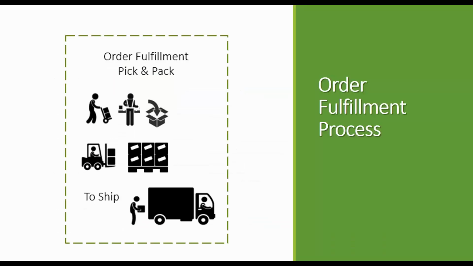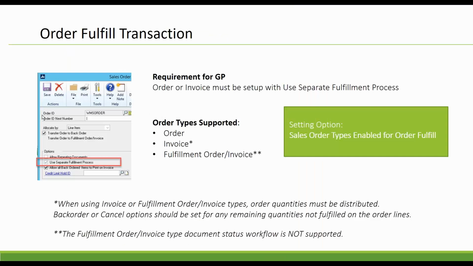Order fulfillment is a big feature for us, and it's a big feature for many customers. You need to ship inventory out to your customers to make sure they are happy. We have some requirements for GP. You must set it to use a separate fulfillment process. We handle orders, invoices, and fulfillment order invoices, depending on how we have it configured. We spend hours demoing this to people. It's a very capable transaction.